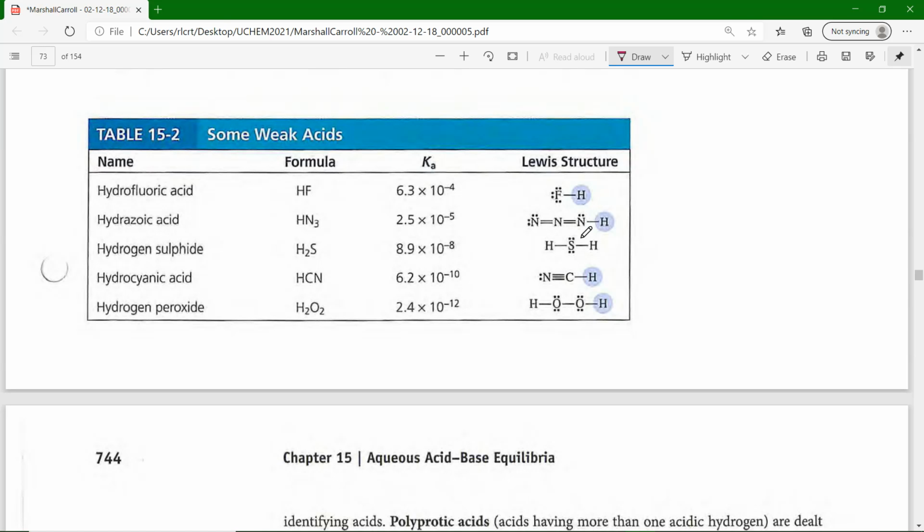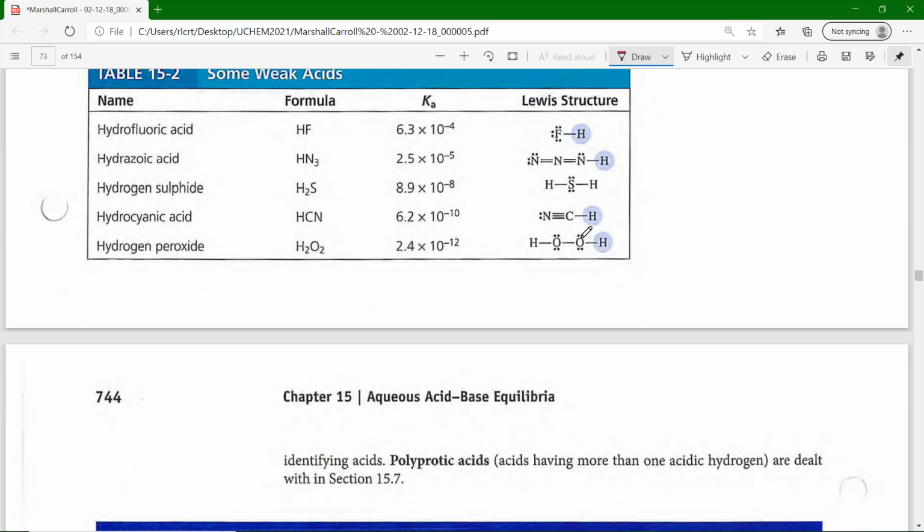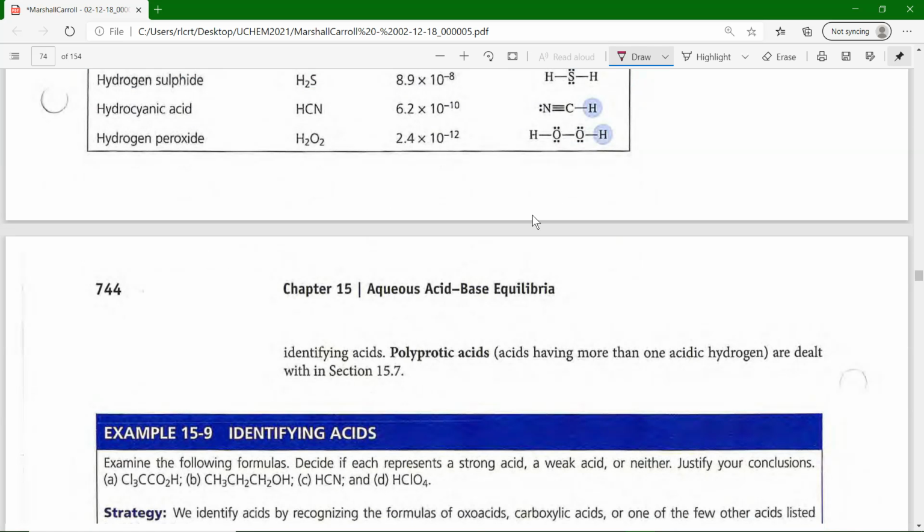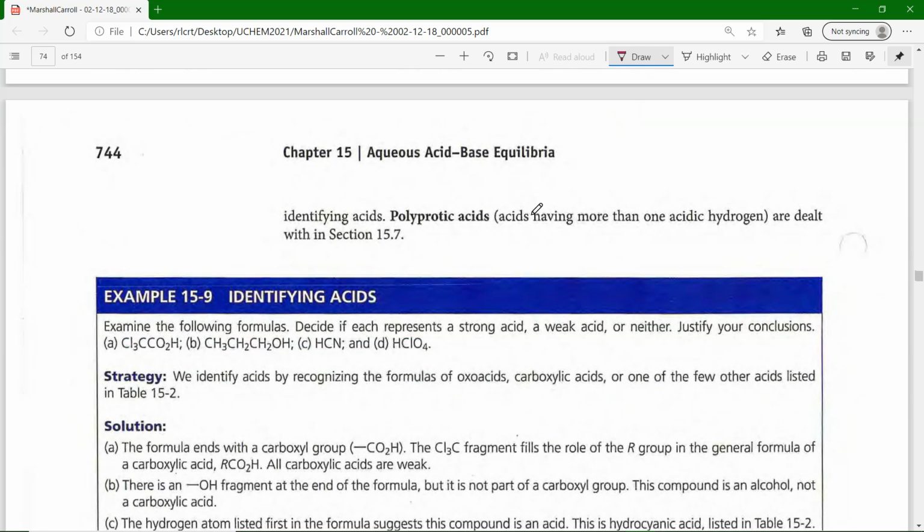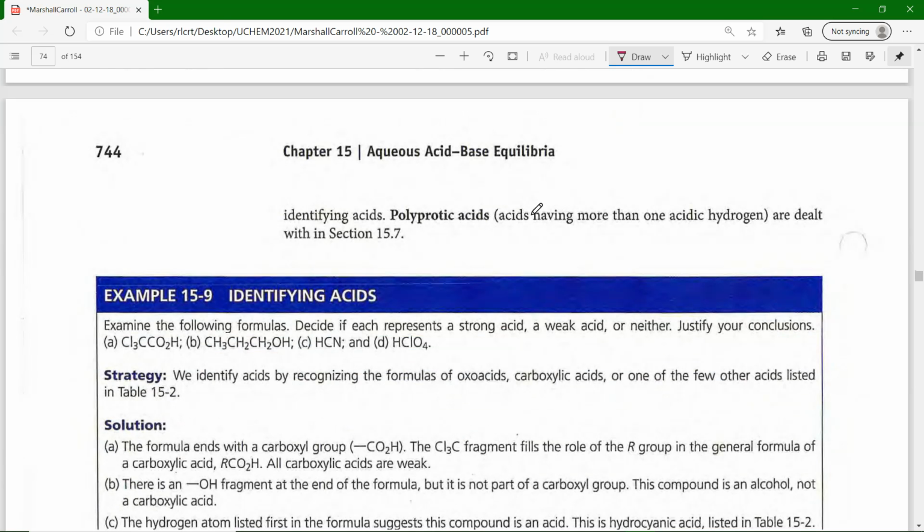Hydrofluoric, hydrazoic, hydrogen sulfide, hydrocyanic, and hydrogen peroxide. Those are all Kas, and the strongest of those is hydrofluoric. They are listed in order from strongest to weakest, with Lewis structures highlighting the acidic hydrogen. Something like H2S, they're both acidic, so you lose one proton and then you lose another. That's a topic, polyprotic acids, which we'll talk about in a future screencast in this unit, when we talk about section 15.7.